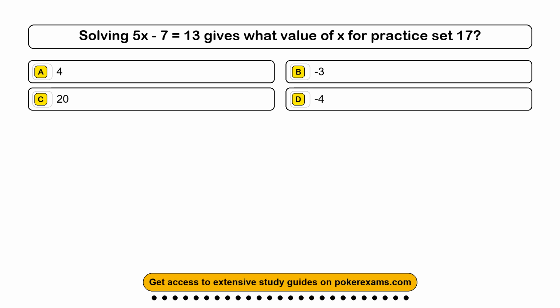Question 9. Solving 5x minus 7 equals 13 gives what value of x for practice set 17? Option A 4. Option B minus 3. Option C 20. Option D minus 4.